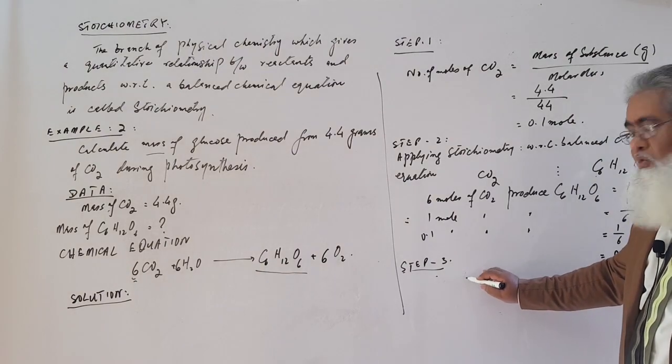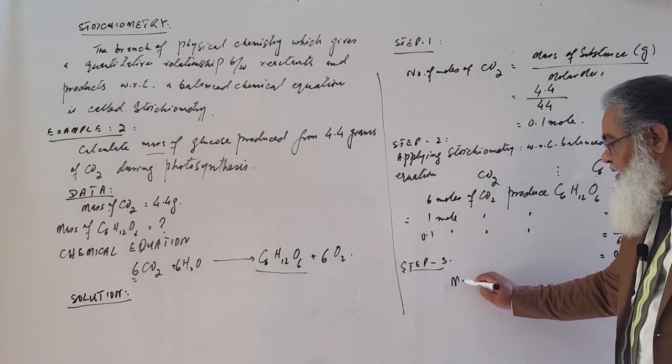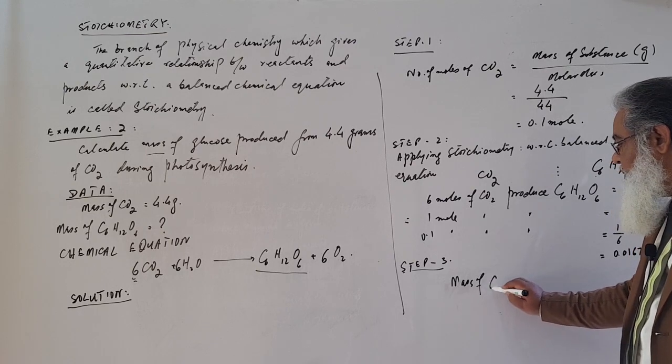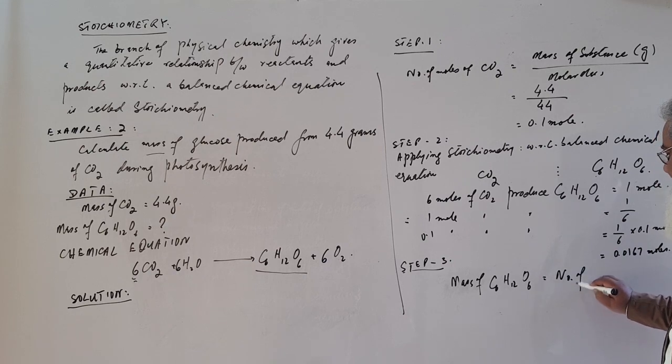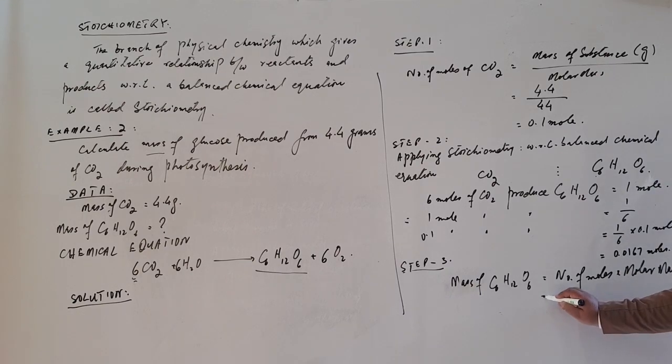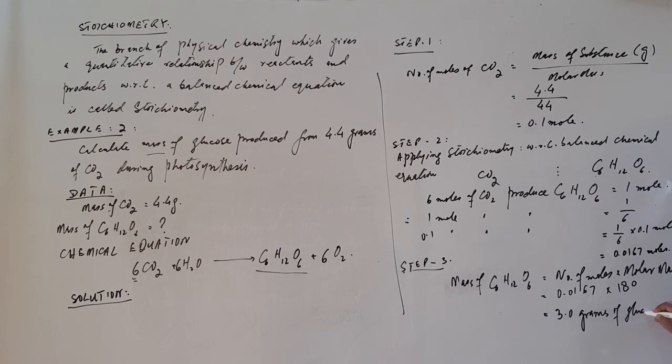Now, as we are asked to find the mass of glucose, step 3 will be the conversion of number of moles into mass. The formula is mass of glucose, C6H12O6, is equal to number of moles into molar mass. The number of moles is 0.0167 and the molar mass of glucose is 180. The answer that comes is equal to 3.0 grams of glucose.